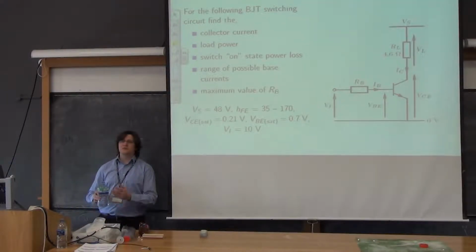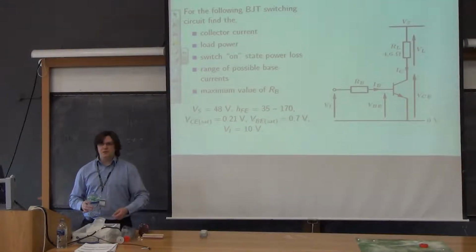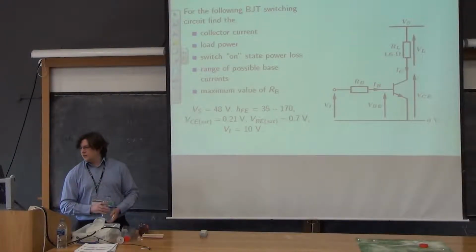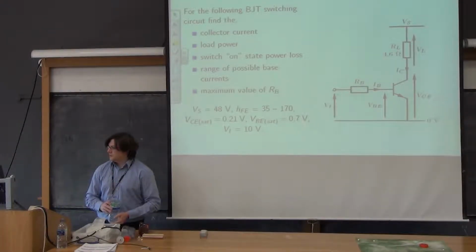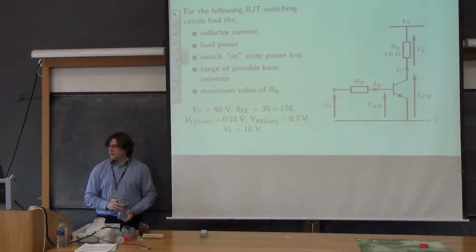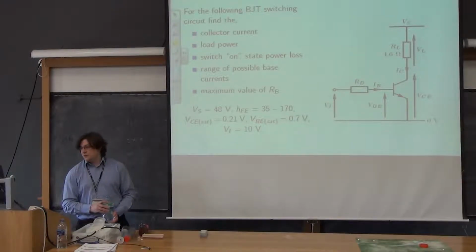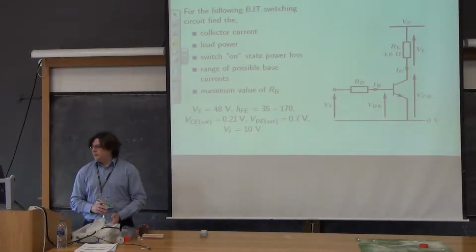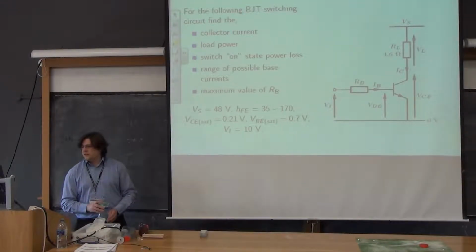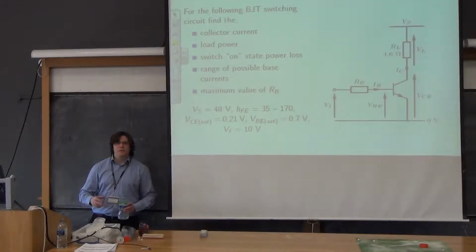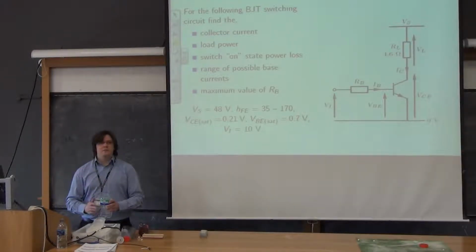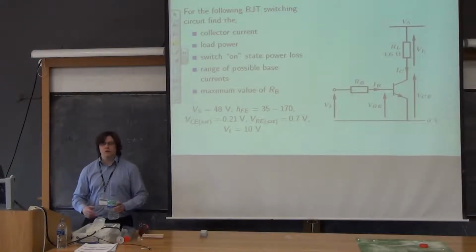So there is no need to rearrange them. I have got you by the nose and led you through the question. So the parameters you need are supply voltage 48 volts, HFE for the transistor is in the range 35 to 170, the VCE saturation voltage 0.21 volts, VBE sat 0.7, and the input voltage to the base, VI, is 10 volts. And we can take that to be a 10 volt pulse. But we don't have to worry about what happens before the pulse or what happens after the pulse. We can just say it's been 10 volts there for a very long time.